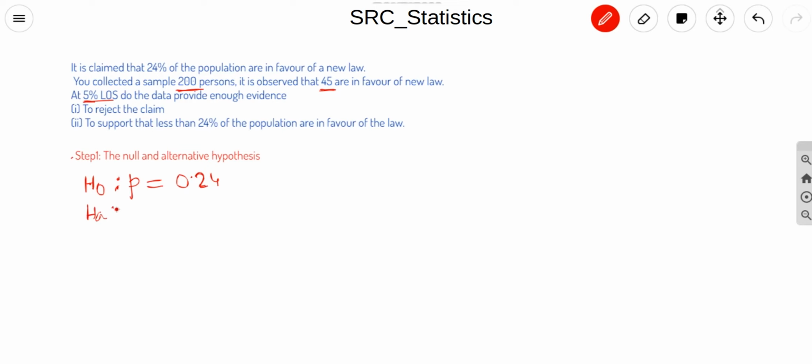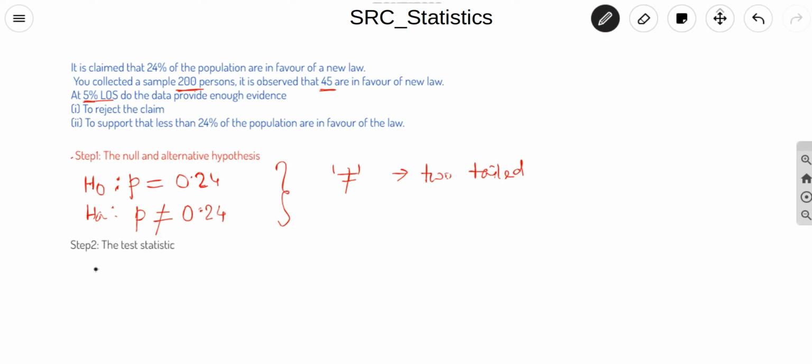So null hypothesis is the hypothesis of no difference. Alternative hypothesis will be based on the question. First part is that, do the data provide enough evidence to reject the claim? So it is not told whether sample proportion provides less than 24% or more than 24%. It is not mentioned in the question. So when it is not mentioned, we directly write that P is not equal to 0.24. Okay. So whenever alternative hypothesis has this not equal sign, then this is called two directional alternative hypothesis and the test is two-tailed. Okay.